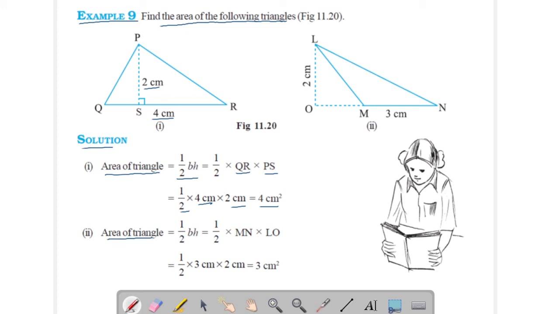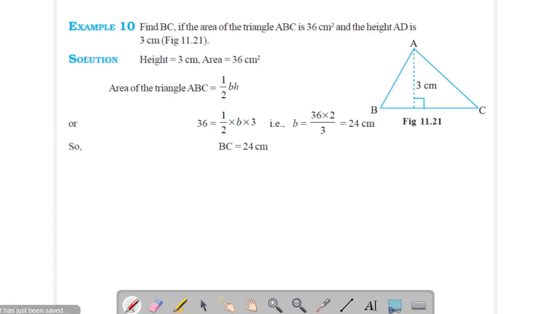Now in the second figure, again it is a triangle. Here the area of a triangle is given by half base into height. It is equivalent to half into base MN and height LO. Put its value. MN is 3 centimeter and height is 2 centimeter. Write down and simplify it. You will get 3 centimeter square. This is your answer.